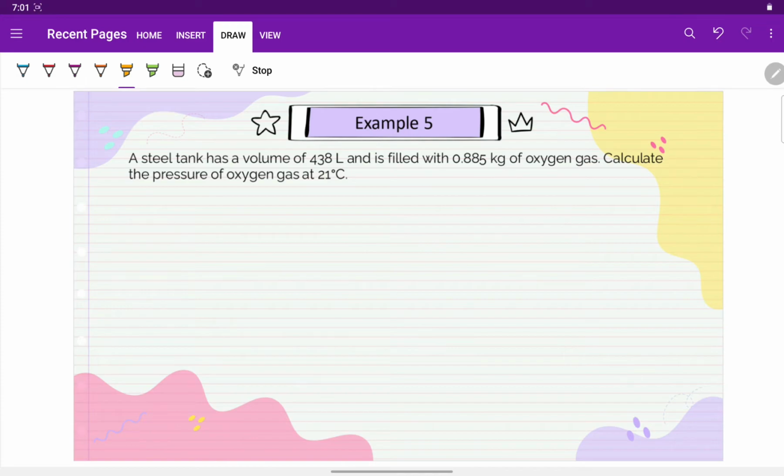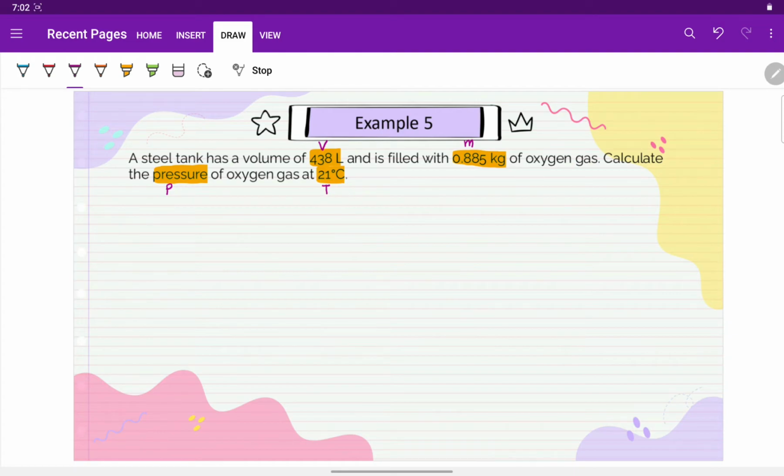Now, example 5. A steel tank has a volume of 438 liter and is filled with 0.885 kilogram of oxygen gas. Calculate the pressure of the oxygen gas at 21 degree Celsius. So kita ada volume dekat sini. Kita ada mass, mass of oxygen gas. Kemudian kita ada pressure dan kita ada temperature.